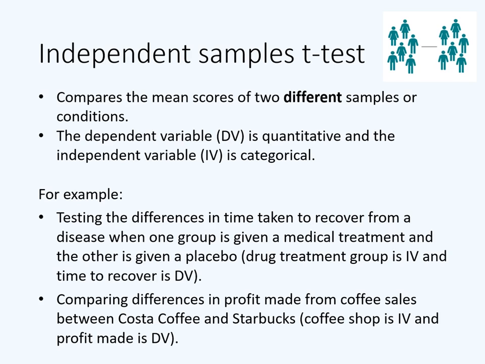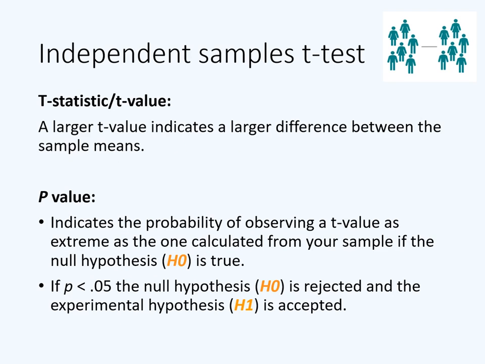In this case, the drug treatment group is the categorical independent variable and the time taken to recover is the quantitative dependent variable. The way that we interpret the significance of an independent samples t-test is similar to what we just covered with the one-sample t-test, except that we are looking at the difference between the means of two samples that we've collected. So a larger t-value indicates a larger difference between the sample means. Again, if the p-value is less than 0.05, the null hypothesis is rejected, and the experimental hypothesis, which states that there is a difference between sample means, is accepted.